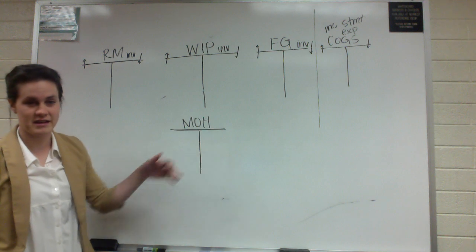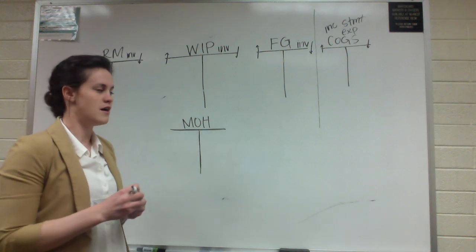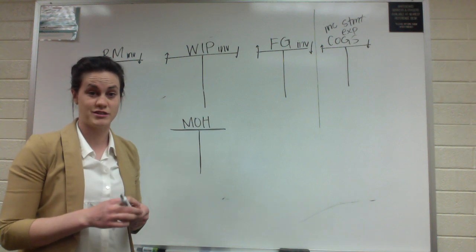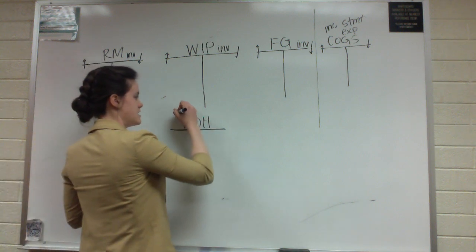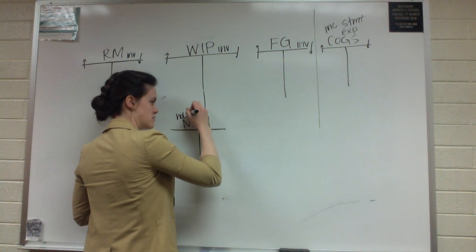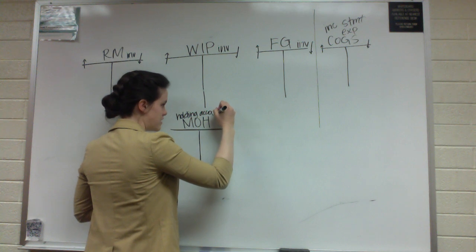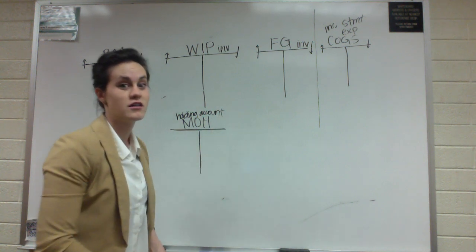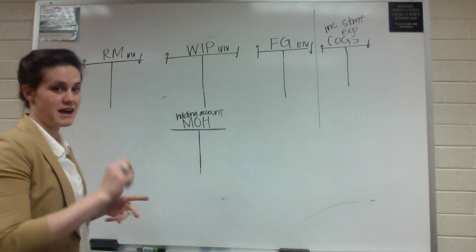Manufacturing overhead isn't really a type of account. It is an account, but we don't classify it as a certain type because we end up just closing it out. You can think of this as just a holding account, okay? It's something that we use to keep track of our allocations of our indirect costs, okay? But we'll get to that a little bit more later.